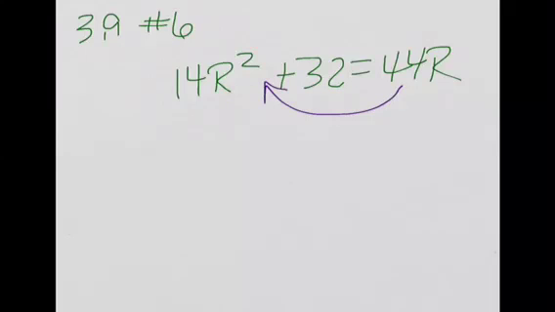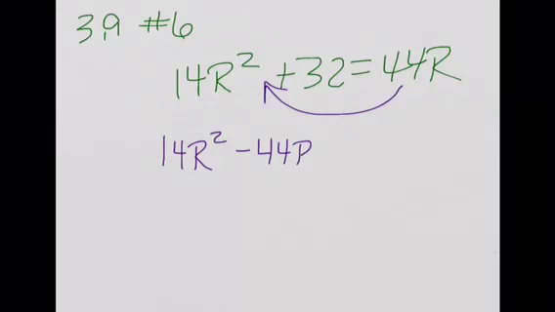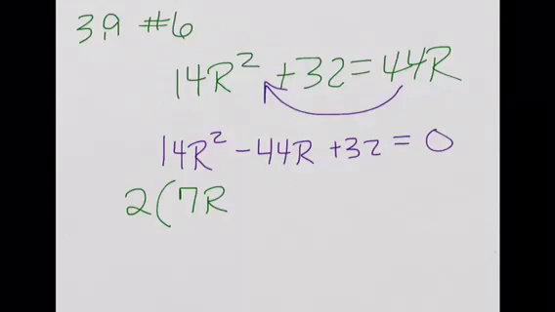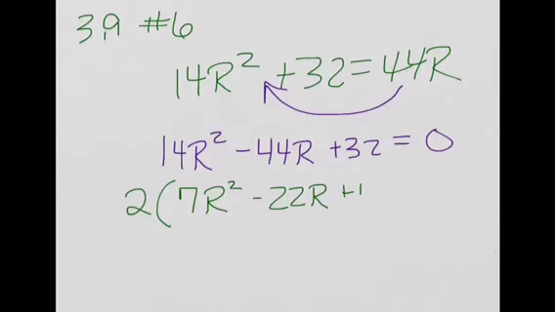And when I do that, I'm going to go ahead and write this in standard form. So the 14r squared comes first, then it's a minus 44r, and a plus 32, and that equals 0 now. And these numbers seem a little on the large side, so let's double check and make sure that there isn't a GCF that I could pull out. And 14, 44, and 32, well, they do have a 2 in common. And when I pull that 2 out, I'm left with 7r squared minus 22r plus 16, and that equals 0.